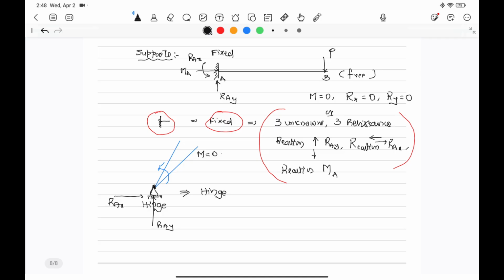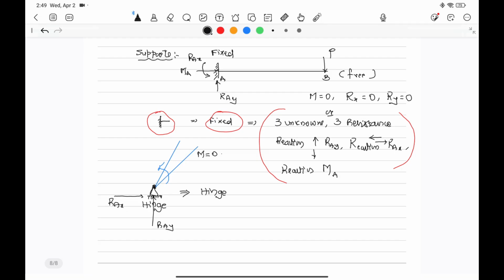There is no restriction. Whenever there is no restriction, reaction is not required. Whenever there is a restriction, reaction is required. Please remember this. Whenever there is a restriction, reaction is required. Whenever there is no restriction, reaction is not required. Reaction can be a force, reaction can be a movement.